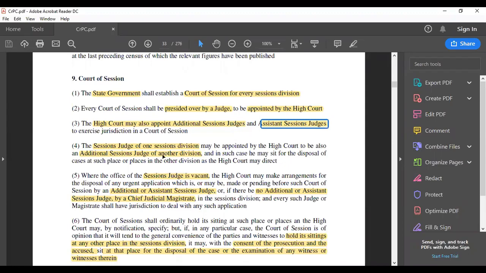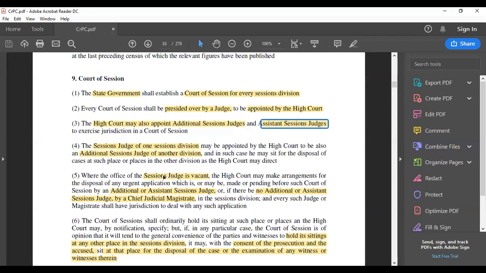Okay. So subsection 4 puts that the session judge of one session division can be appointed as an additional session judge of another division. So let us say we have a state inside which there are, let's suppose, two districts D1 and D2. These two districts D1 and D2 are separate session divisions. So for session division D1, we have X as the session judge. Now this X, who is the session judge of division D1 inside state S, can be the additional session judge of another division D2 which is inside the state. So subsection 4 provides way that session judge of one district can be additional session judge of another.